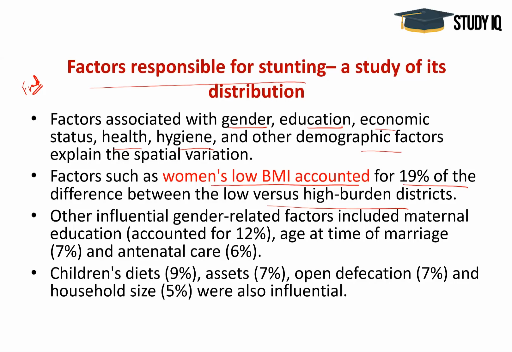The report referred to a study by IFPRI, which used district level aggregate data from 2015 to 16, from the National Family Health Survey also, covering around 6 lakh households in 604 districts in India. How did they do this study? The study found that factors such as women's low BMI accounted for 19% of the difference between low versus high burden districts, and others were maternal education, age at time of marriage, and antenatal care. You can see how much they are contributing towards malnutrition in India.